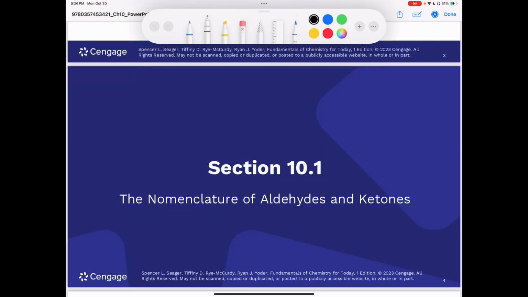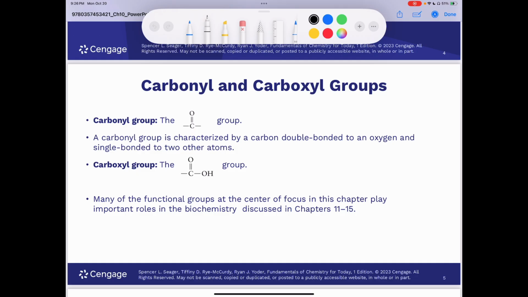Okay, nomenclature of aldehydes and ketones. And we're going to start by taking a look at a carbonyl and a carboxyl group. A carbonyl group is when we have a carbon with a double bond to oxygen like this. And we find carbonyl groups in many functional groups. Carbonyl groups are found in aldehydes, ketones, carboxylic acids, esters, amides, anhydrides, acid chlorides, etc.